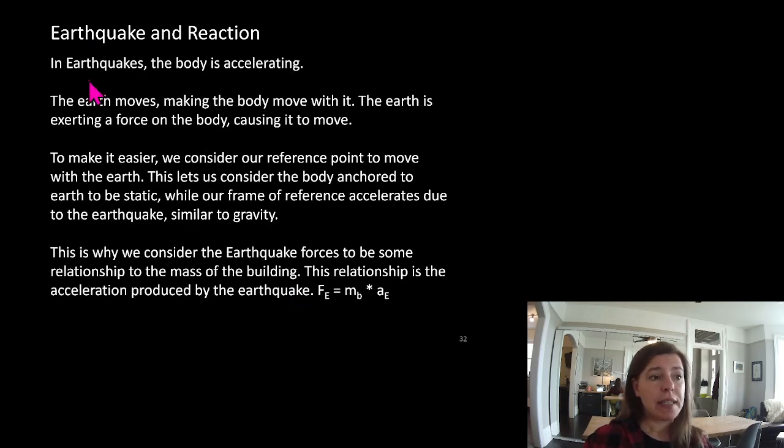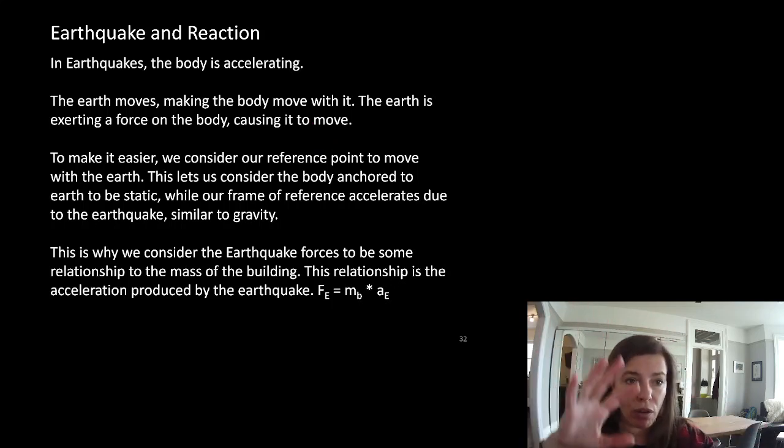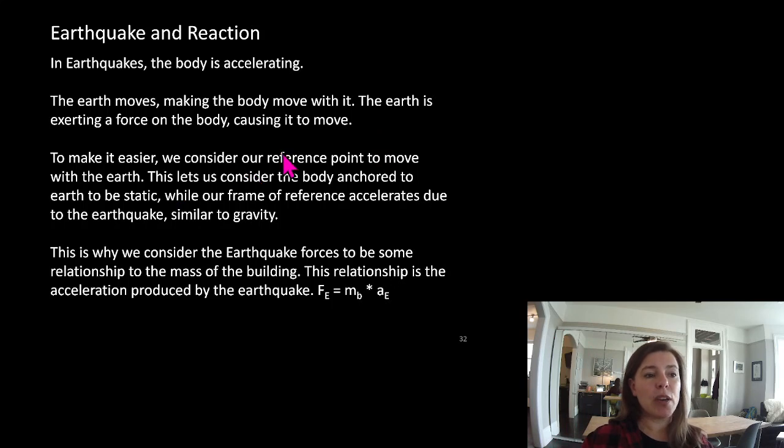Earthquakes and reaction. In earthquakes, the body is accelerating. The earth moves, making the body move with it. The earth is exerting a force on the body, causing it to move. So the earth's moving and the body is going along for the ride. To make it easier, we consider our reference point to move with the earth. This lets us consider the body anchored to the earth to be static, while our frame of reference accelerates due to the earthquake, similar to gravity, which is why we take a percentage of our downward force as a relation to it.